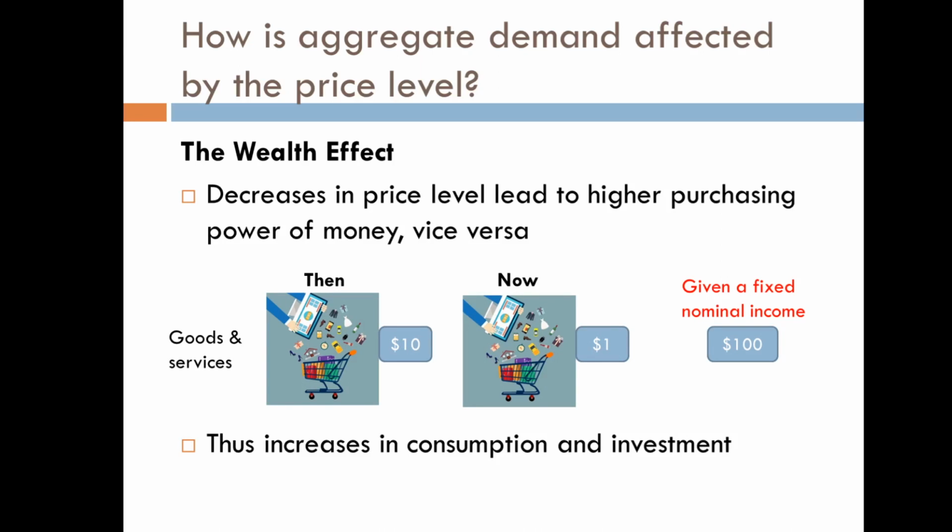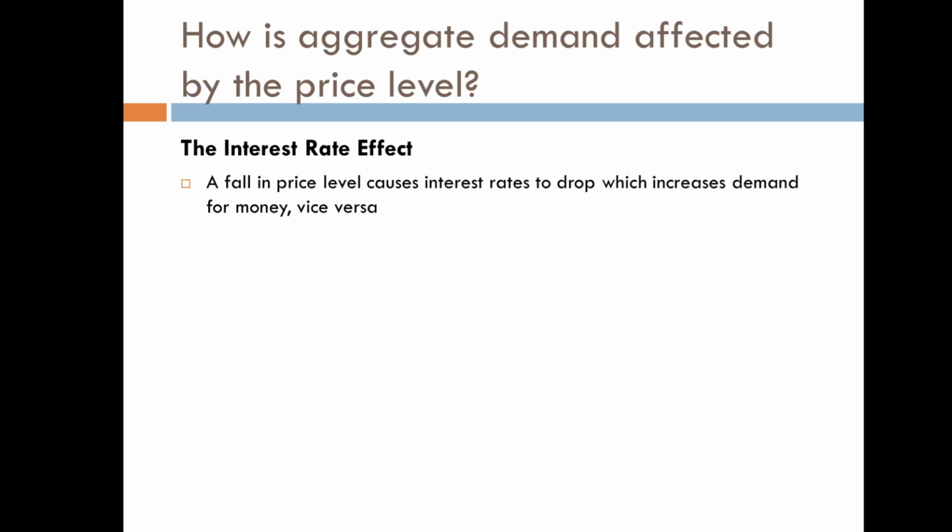And let's go to the second one. The second one is about interest rate. We call that the interest rate effect. So you see here is a scenario. A fall in price level will cause the interest rate to drop, which will increase the demand for money. That makes sense. But why, when there's a fall in price level, will the interest rate fall as well? Why?